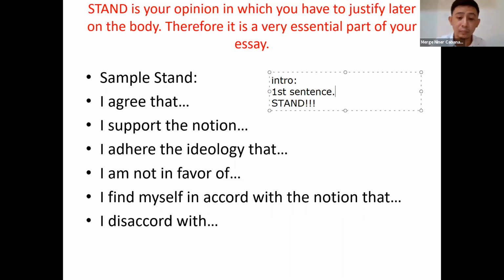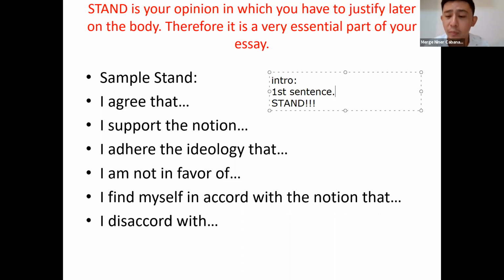If I were you, the first sentence would be the definition of ideas. The second sentence would be a generalization of the topic. And then the third sentence will be my stand. So what is my stand? This is where you're going to insert your belief: I agree that, I support the notion that, I adhere to the ideology that, I'm not in favor of, I find myself in accord with the notion that, I am in disaccord with.